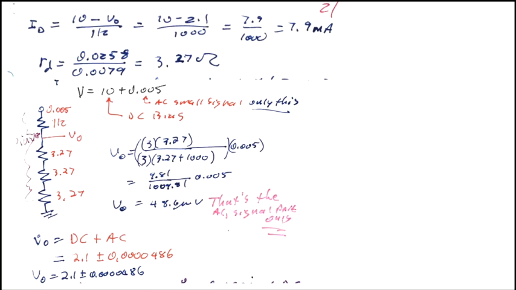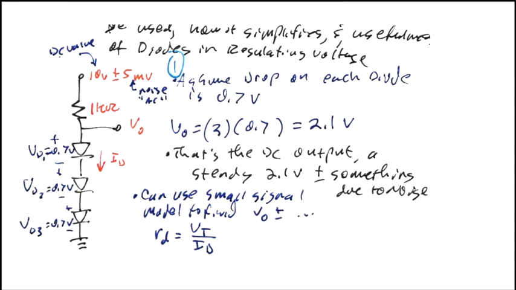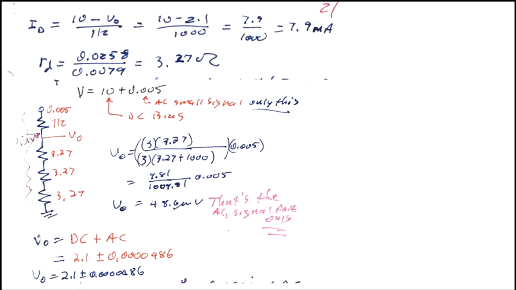So we've got 7.9 over 1K, or 7.9 milliamps. So there's 7.9 milliamps flowing through here. I don't have any output load. We've got 7.9 milliamps flowing through all of this. They're all in series.